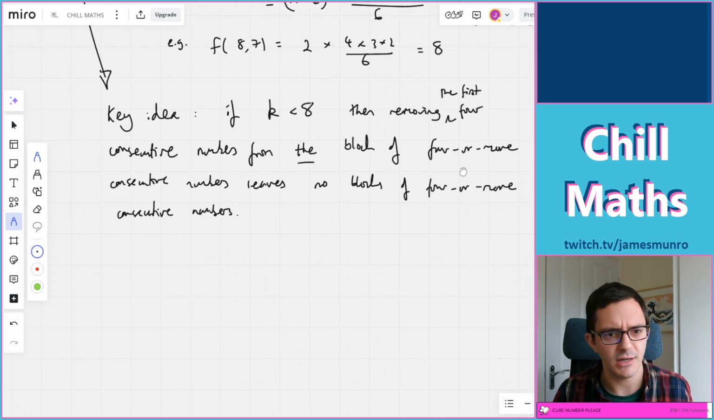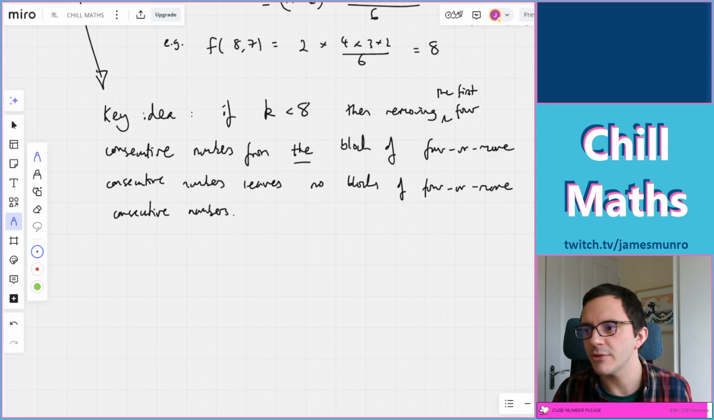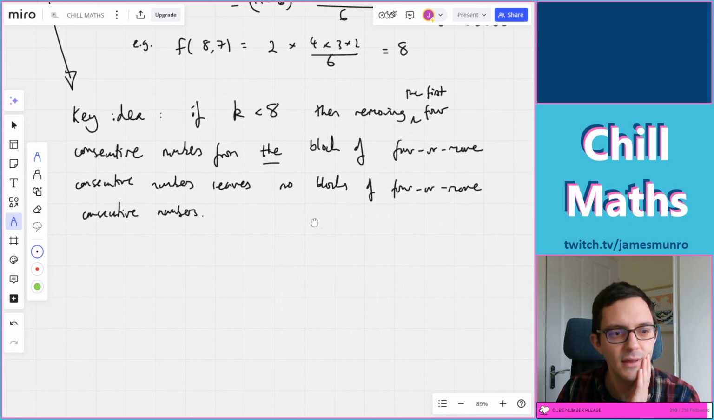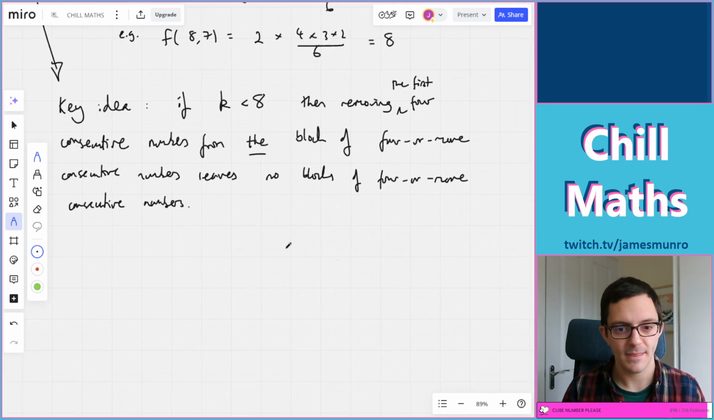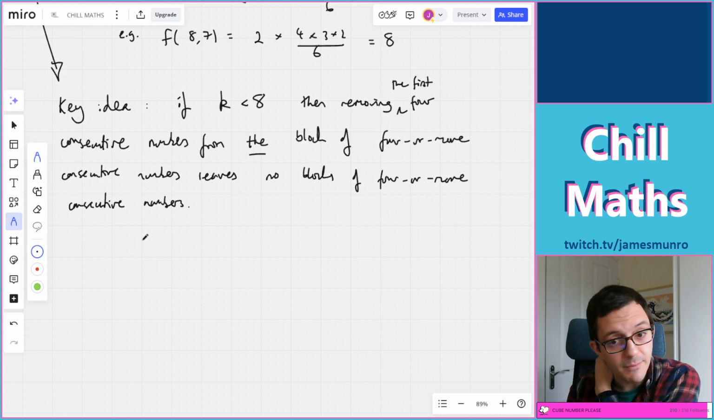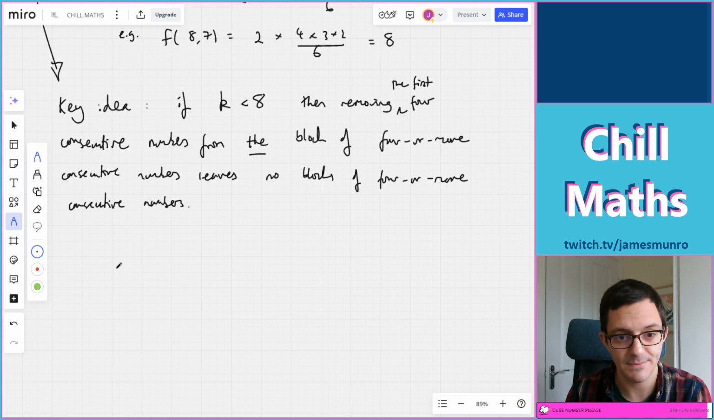Oh, I've gone slightly off screen there. Why has that happened? Because this is not the right size. There we go. Okay, so for these problems, you can do 2 steps.